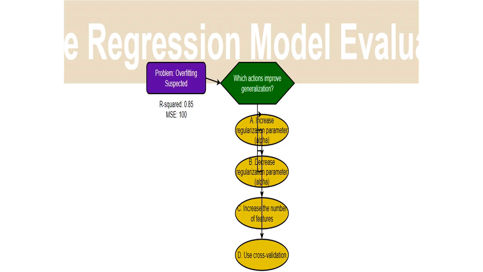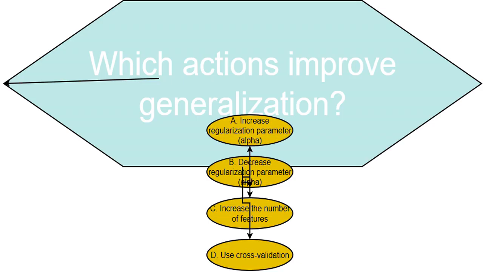unseen data. Increasing alpha strengthens the penalty for large coefficients in ridge regression. This forces the model to simplify, reducing its complexity and preventing overfitting. Think of it like this: I'm adding a constraint or a penalty to avoid too complex models.